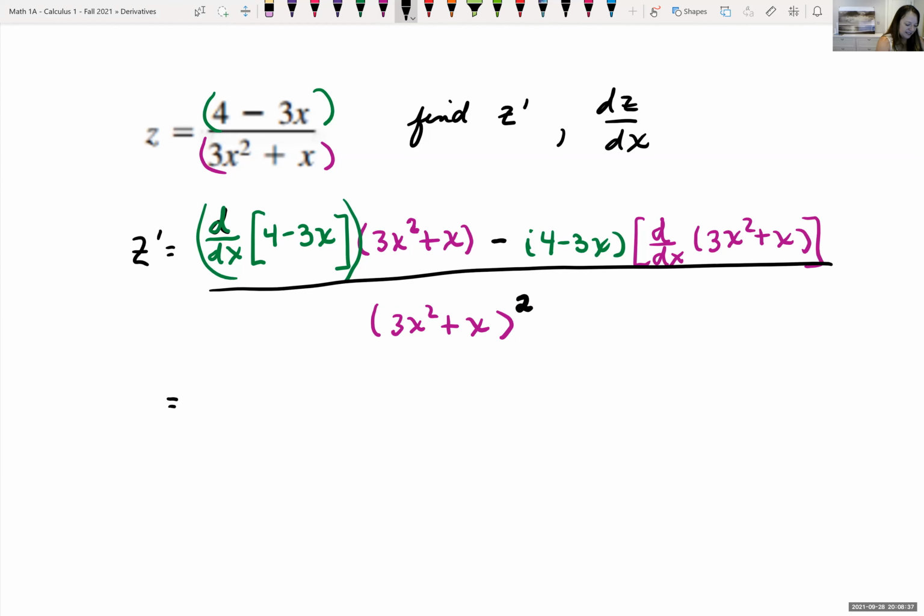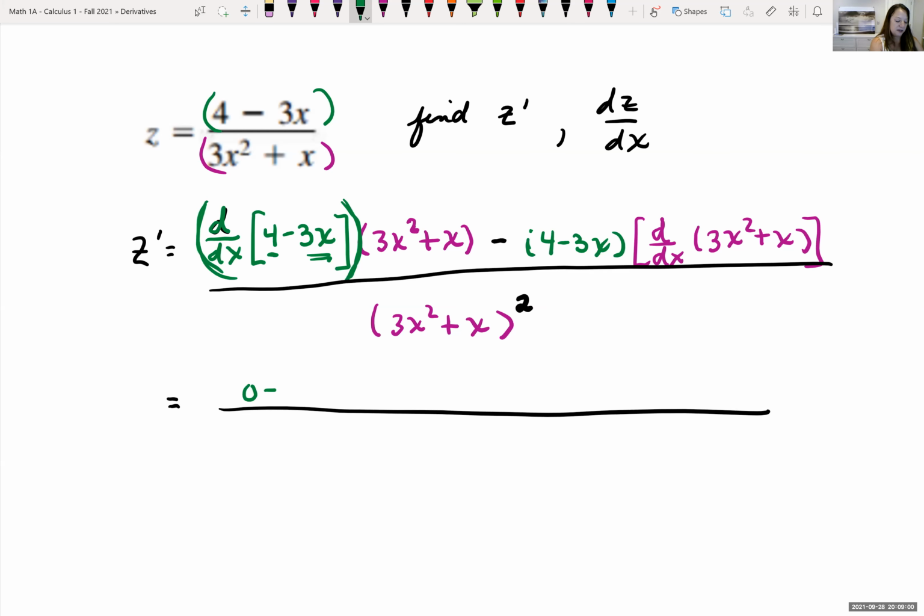Okay, so now let's go through and actually do what we were saying. Let's say we want to take the derivative of this numerator. So remember, the derivative of a constant is 0. So the derivative of this 4 is 0, minus the derivative of 3x.